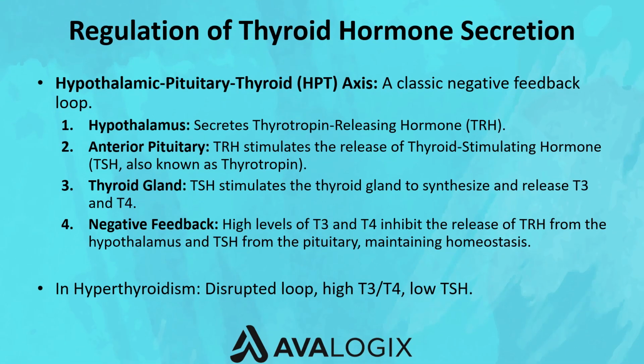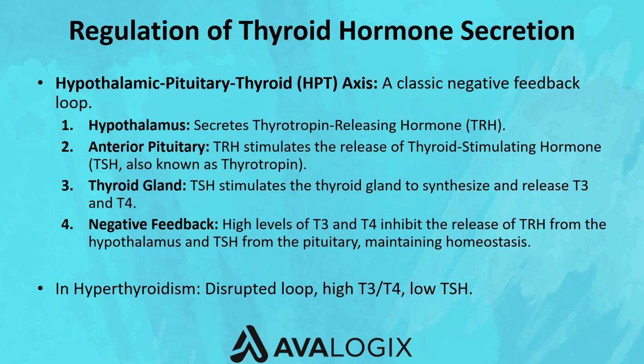Let's now look at how the thyroid gland is regulated. The hypothalamic-pituitary-thyroid axis, or HPT axis, is the central control system here. The hypothalamus releases TRH, which stimulates the anterior pituitary to release TSH, thyroid-stimulating hormone. TSH then acts on the thyroid gland to produce and release T3 and T4. This system works through negative feedback.